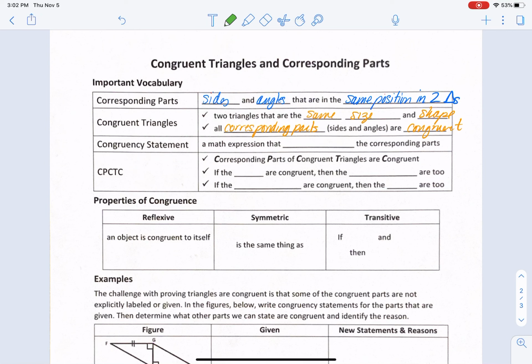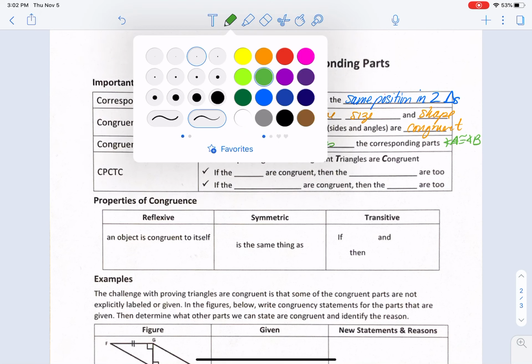A congruency statement is a math expression that matches the corresponding parts. So it's just the statement that says that angle A is congruent to angle B. It's just the name of that statement, nothing fancy.